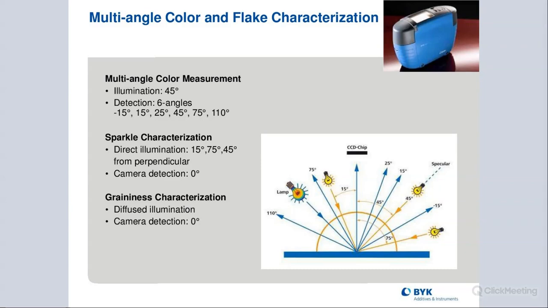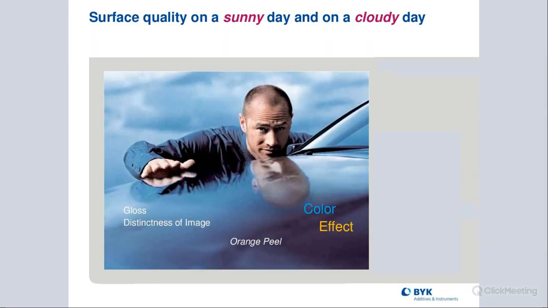And that's integral color, so it's going to include any sparkle effects in your reflectance curves. And then we separate out and do 15, 45, 75 degree sparkle values. And then we also have diffuse illumination, which is going to characterize the graininess of the surface. That's important because when we're looking at especially automotive colors, but anything that has effect pigment, we want to see what it looks like on a sunny day as well as on a cloudy day, or in direct illumination and indirect or diffuse illumination.